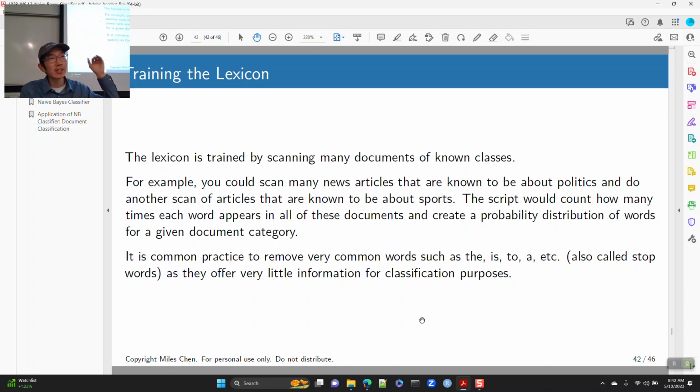Then you scan all of these things and you say, okay, when it was in politics, words like senator and representative and democracy show up frequently. And if it's about sports, words like player and team and game show up more frequently. It's also common to remove words like the, is, to, a, words that show up frequently but don't provide any kind of contextual information. If I tell you the document has the word the 50 times, it's not going to help you classify what category it belongs to. So a lot of times we just throw those away. Those are called stop words.